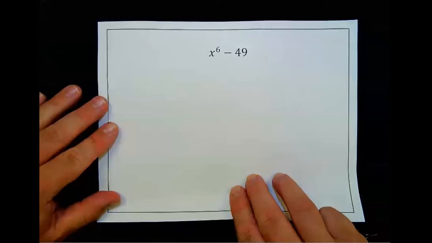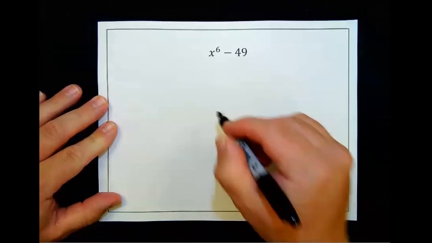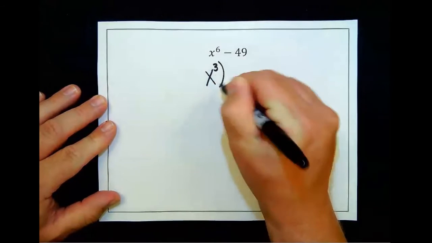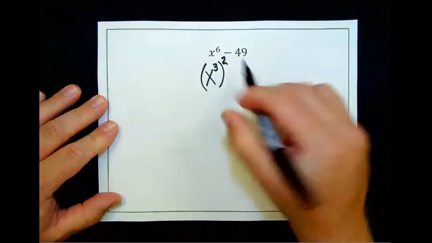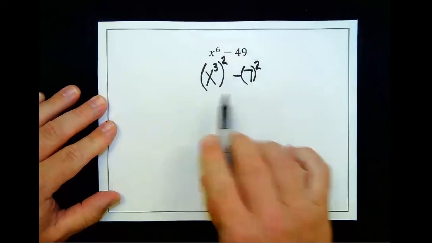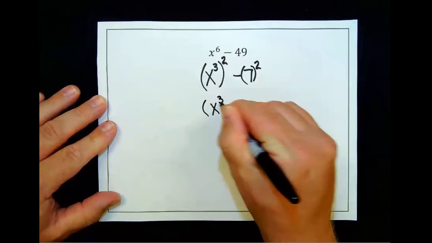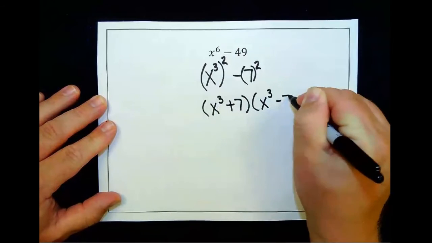Let's do a little bit harder example. Oh, that's x to the 6th. That doesn't look like a square. Well, it is. If we remember our exponent rules, x to the 6th is the same thing as x cubed squared. And 49 is 7 squared. So we have the difference of two perfect squares. Write the numbers down. x cubed plus 7, x cubed minus 7. Done.